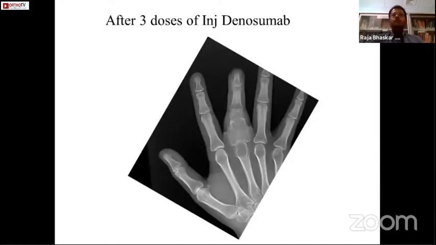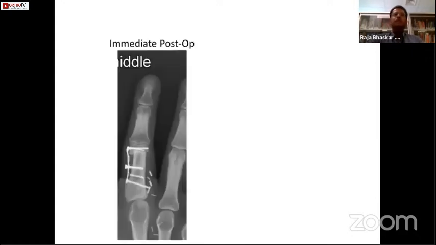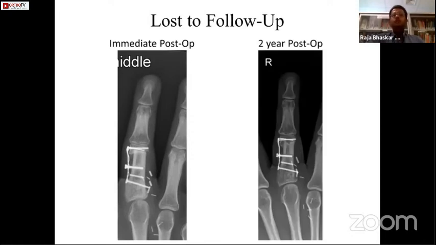And then after 3 doses of neoadjuvant therapy of injection denosumab, you could see there is a cortical shell formation happening. Then a curettage was done, and then a wide excision, and also an autograft was used from the metatarsal head, and then they also used a side plate to fix it. The patient had a good outcome, and the patient was discharged, and then the patient was lost to follow-up for a long time. The patient came back after 2 years.